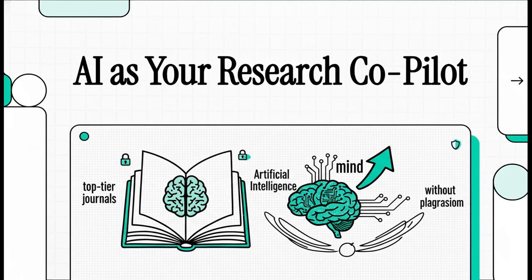All right, let's talk about something that's on pretty much every academic's mind right now, using AI to help write research papers. We're going to break down how you can use these incredible new tools for top-tier journals, do it ethically, and without plagiarizing. This is a real game changer, so let's get into it.